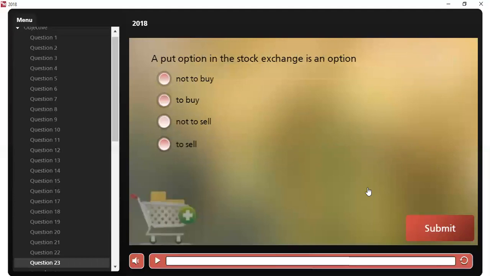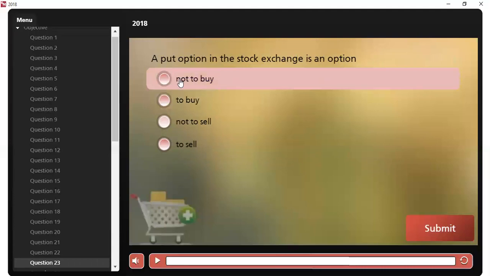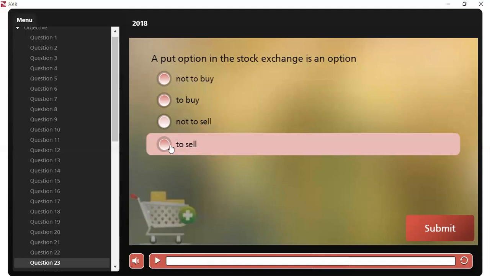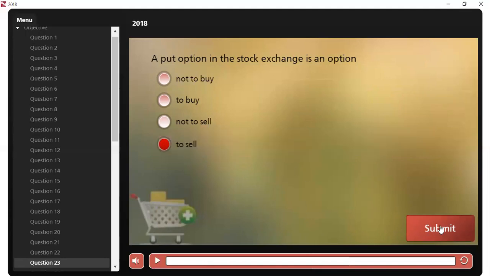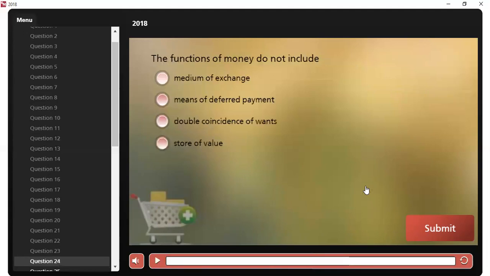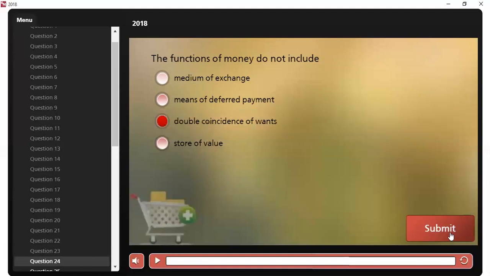Question 23. A put option in the stock exchange is an option not to buy, not to sell, to sell. Now, among these options, the right answer is to sell. So in the stock exchange, a put option represents an option to sell. Question 24. The functions of money do not include medium of exchange, means of deferred payment, double coincidence of wants, and store of value. Of course, the functions of money do not include double coincidence of wants.